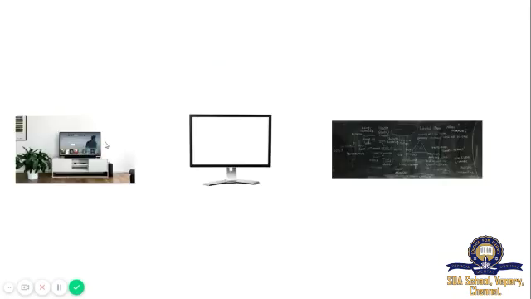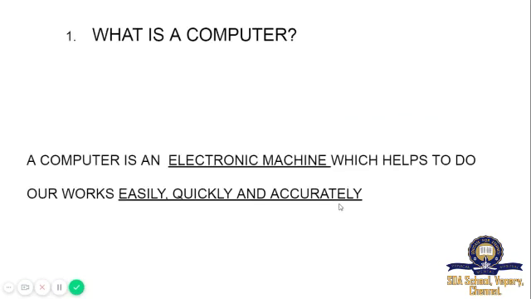Again, TV, monitor, blackboard. Which one is the right option? Yes, monitor is the right option. Here we are supposed to select only the parts of the computer, only the part which is connected with the computer. Okay, next. Then finally, question answers.